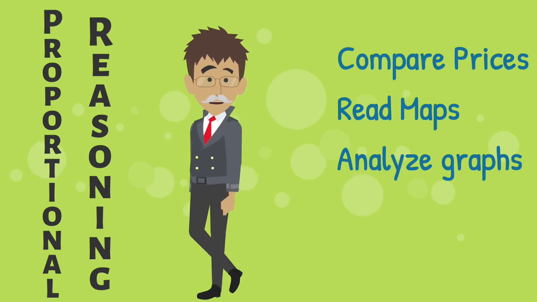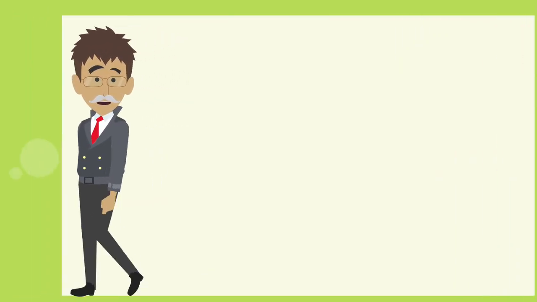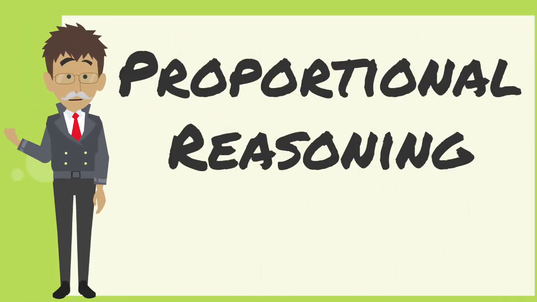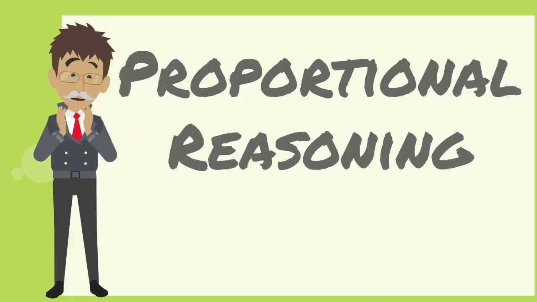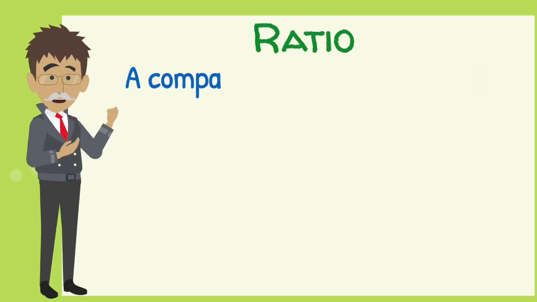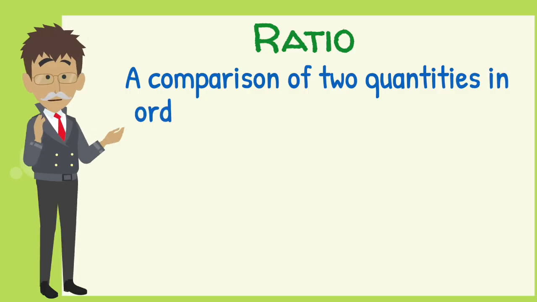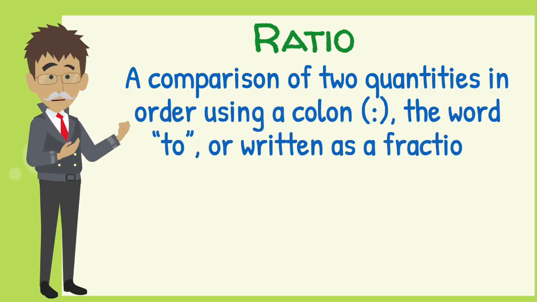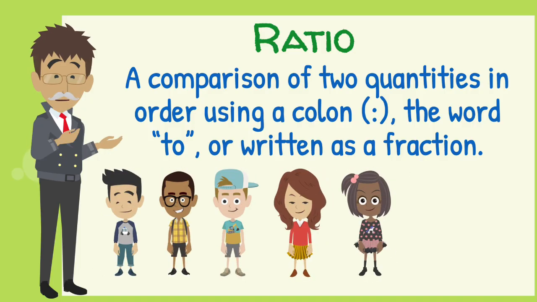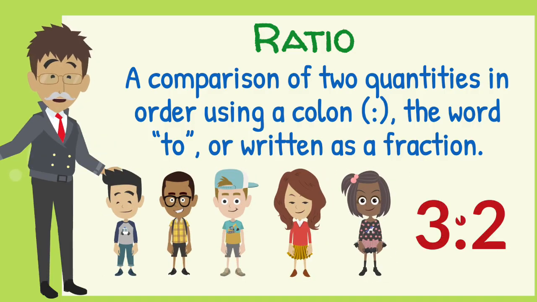We begin with the basic building blocks of proportional reasoning, which help describe the relationships between quantities in everyday situations. Ratio: a comparison of two quantities in order using a colon, the word to, or written as a fraction. For example, the ratio of boys to girls is 3 to 2.